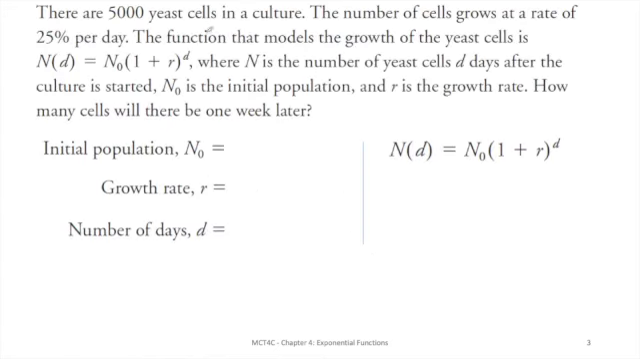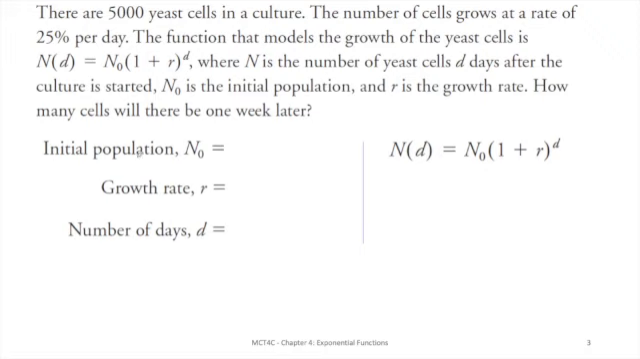There are 5,000 yeast cells in a culture. The number of cells grows at a rate of 25% per day. The function that models the growth of yeast cells is N(d) = N_0(1 + r)^d, where N is the number of yeast cells, d is days after the culture started, N_0 is the initial population, and r is your growth rate. So it tells you exactly what all of those things represent. How many cells will there be 1 week later?